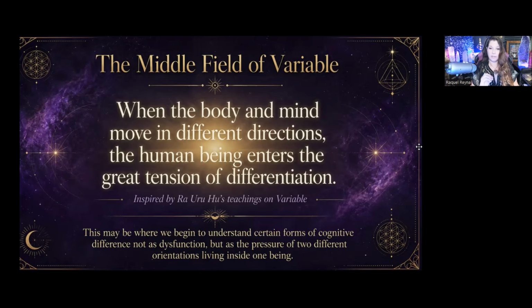The middle field of variable. When the body and the mind move in different directions, the human being enters the great tension of differentiation. So this may be where we begin to understand certain forms of cognitive differences, not as a dysfunction, but as the pressure of the two different orientations living inside one being. So let me show you where we are seeing this.